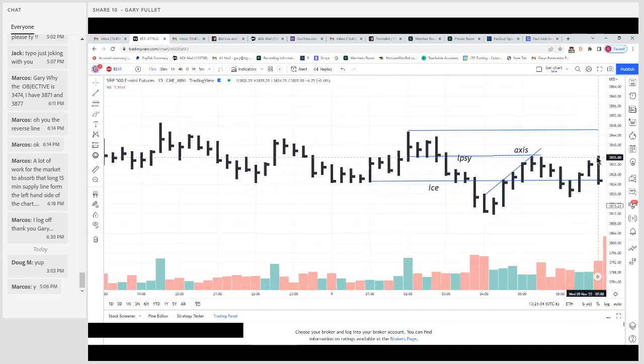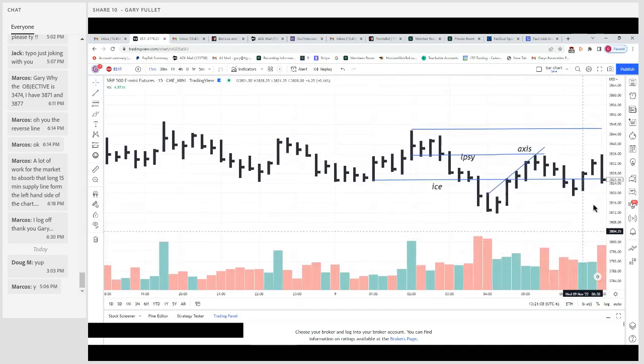What's this right here? This is the LPSY. This is how LPSY acts: a quick jerk down when the up move is over. This also is a shortening of the thrust right here, which caused that rally. Now, the axis line, which extends, as well as the horizontal line.